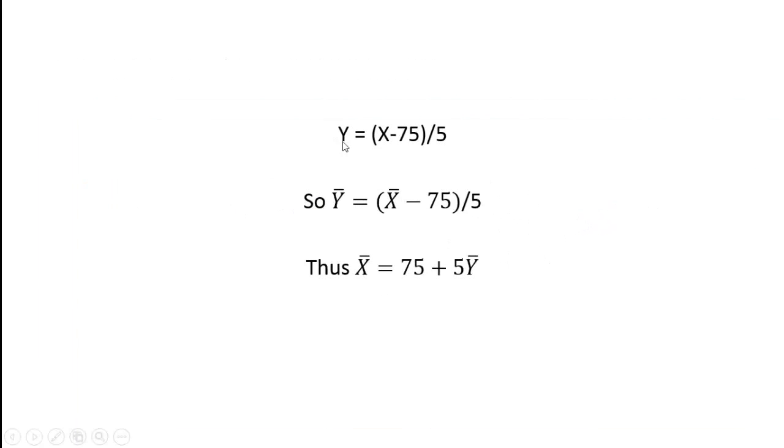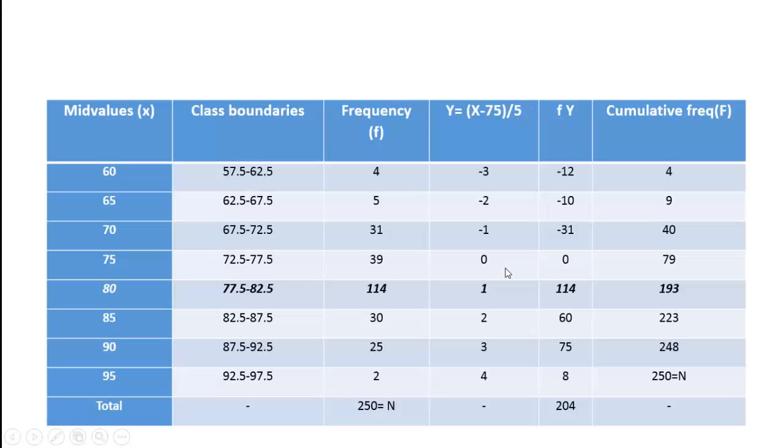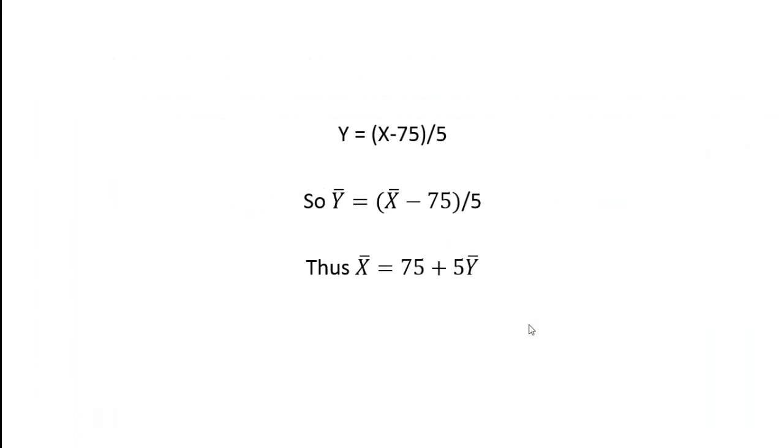We have taken the transformation as y equal to (x minus 75) by 5. So from this we get y bar equal to (x bar minus 75) by 5. Thus x bar is 75 plus 5 y bar. Thus from this table you can also calculate the mean for x. You can calculate the mean for y first from this set, that is summation fy divided by summation f, as stated earlier. Then convert it using this expression. You will get the mean for mid values, that is for x.